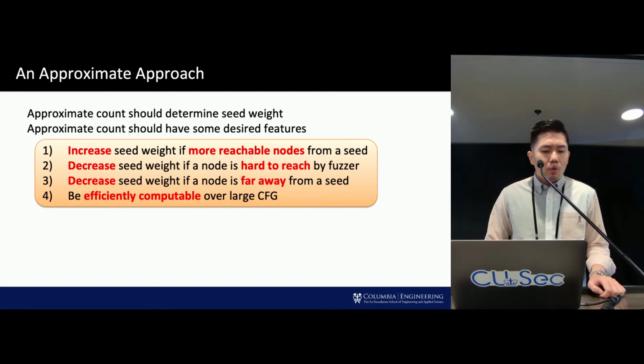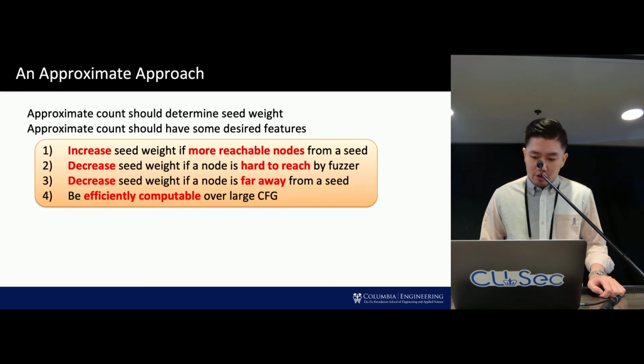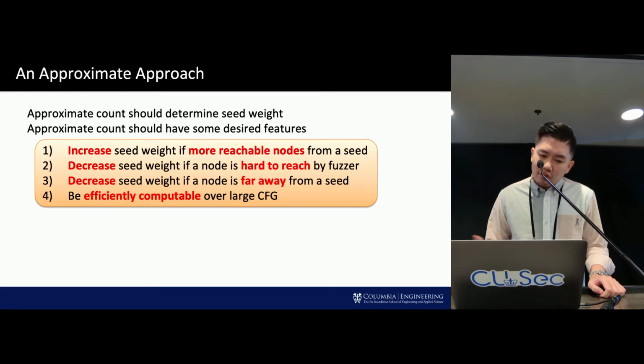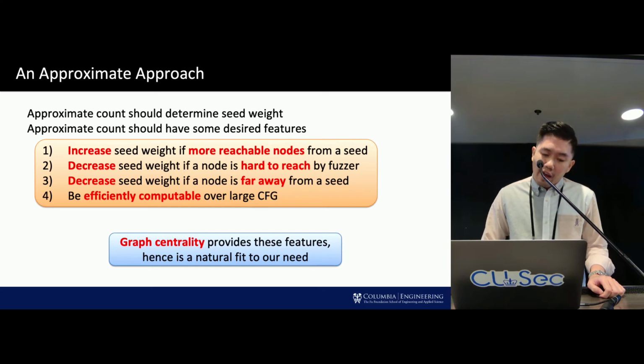In the end, we would like this approximation approach to be efficiently computed on a large CFG, because in fuzzing, seed scheduling is frequently invoked. We observe graph centrality can actually provide these nice and desired features to seed scheduling. Hence, it is a natural fit to our need.